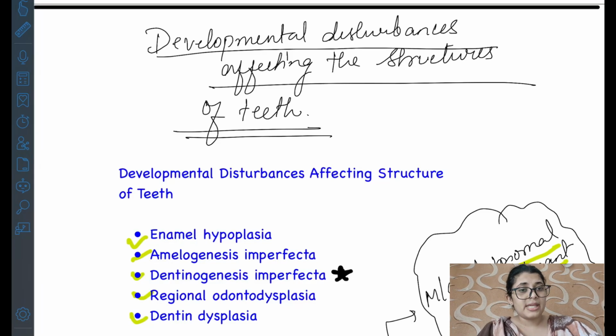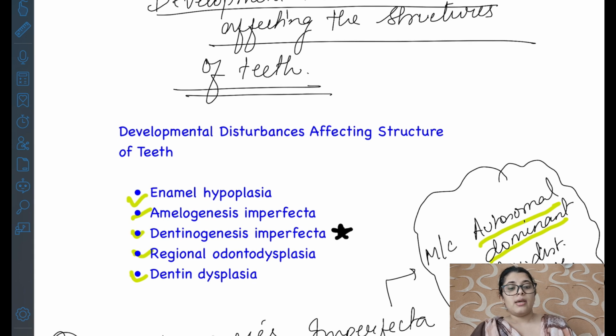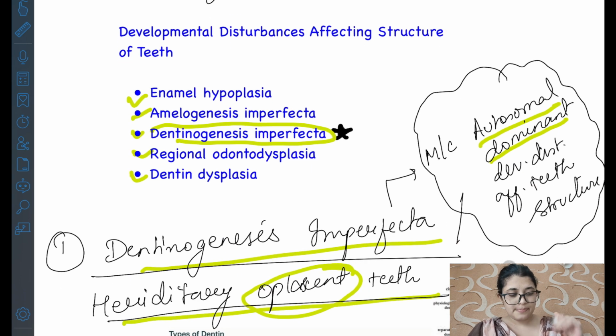Hi. So today's topic is developmental defects of structures which affect the teeth. The most common type of autosomal dominant disease which affects the structure of the teeth is dentinogenesis imperfecta. So we'll continue with this in this video.